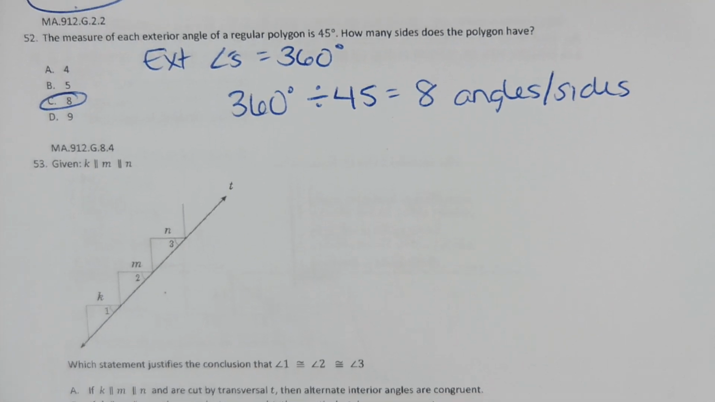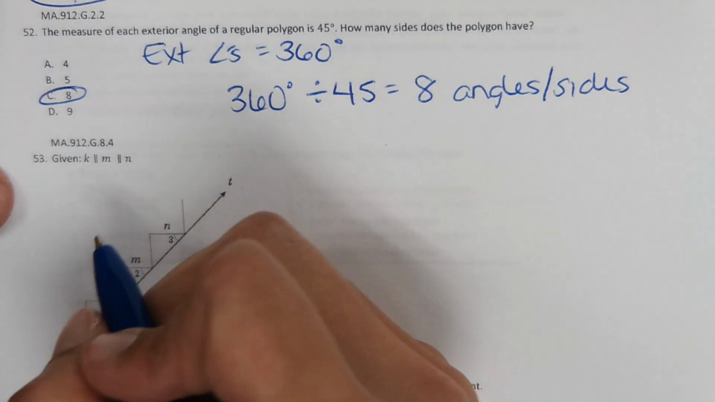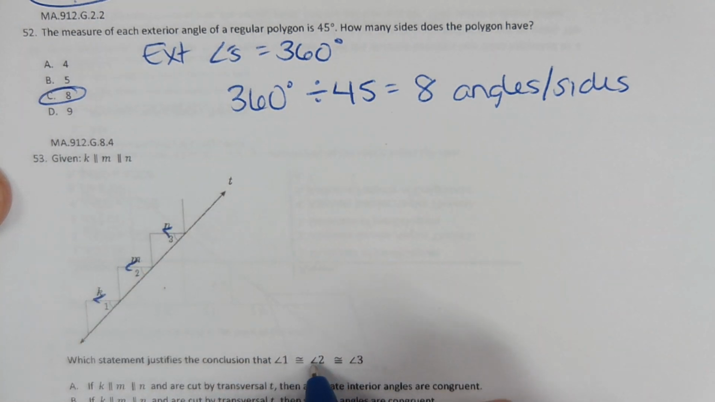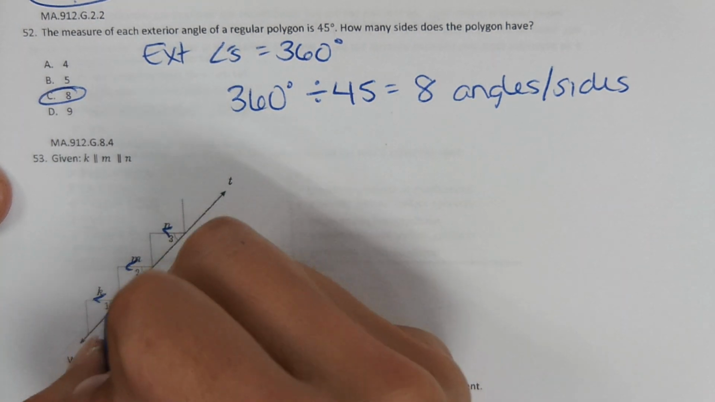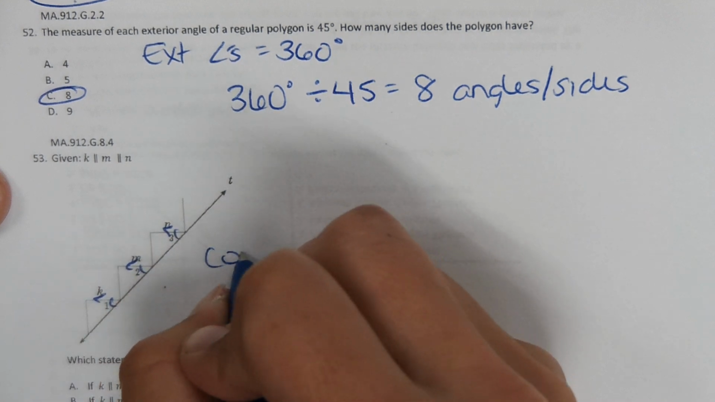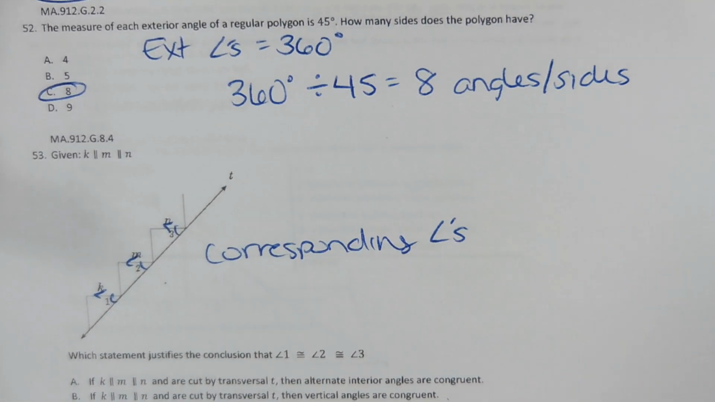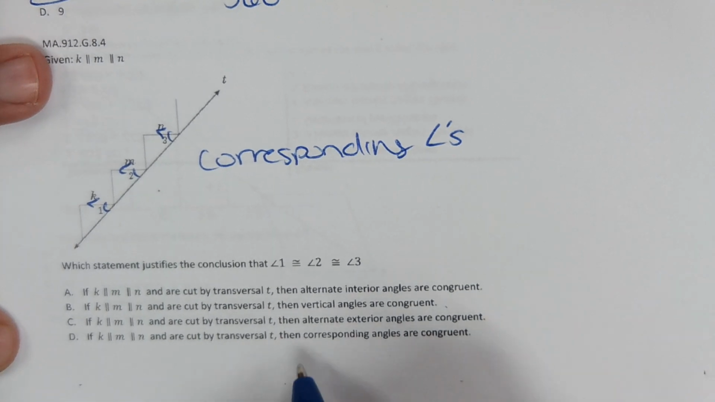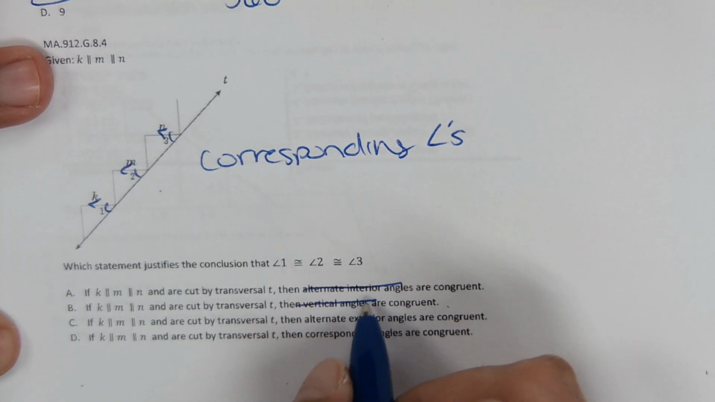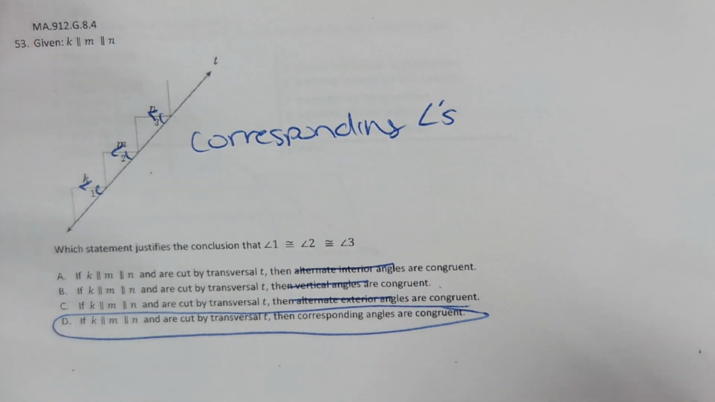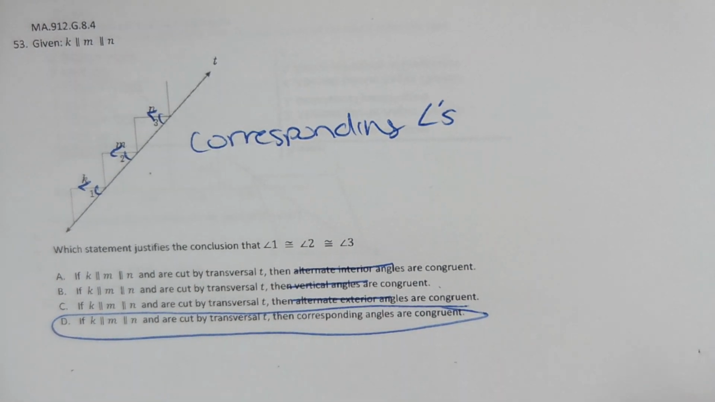Next. Okay, here it says that K is parallel to M, parallel to N. Which statement justifies a conclusion that angle 1 equals angle 2 equals angle 3? Well, these are corresponding angles. So I'm looking for the answer choice that says that. So alternate interior, nope. Vertical, nope. Alternate exterior. Corresponding angles, D. Next.